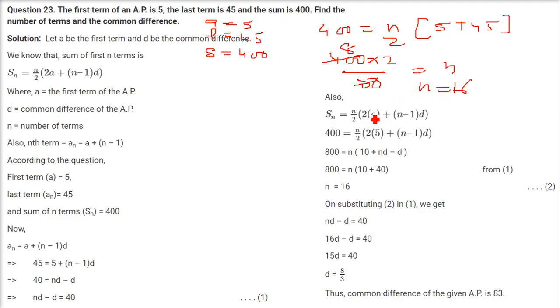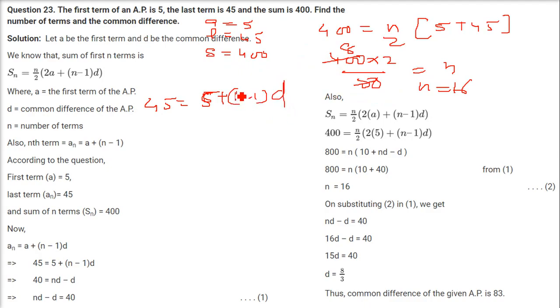Now n is known, right? n is known. We have to find out the common difference. So the last term is also already given. So we just use the formula, that is, last term 45 will be equal to A, that is 5, plus n minus 1 into d. Do we know d? d has to be found out.